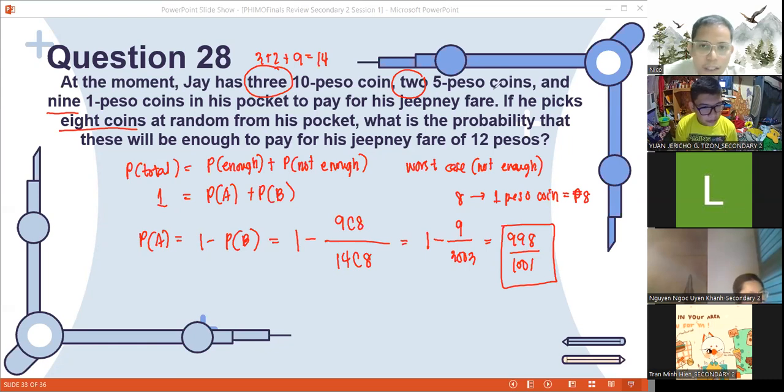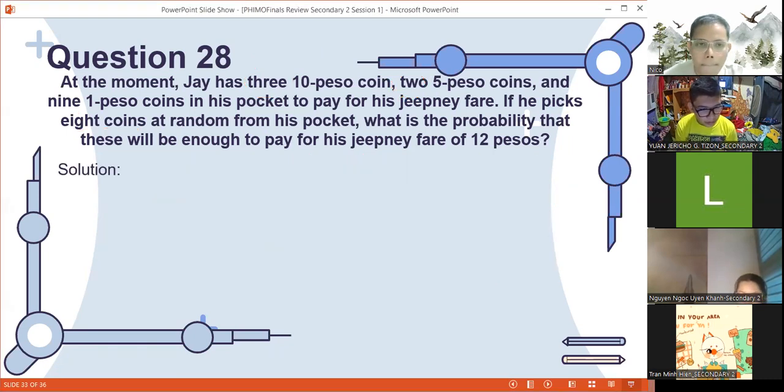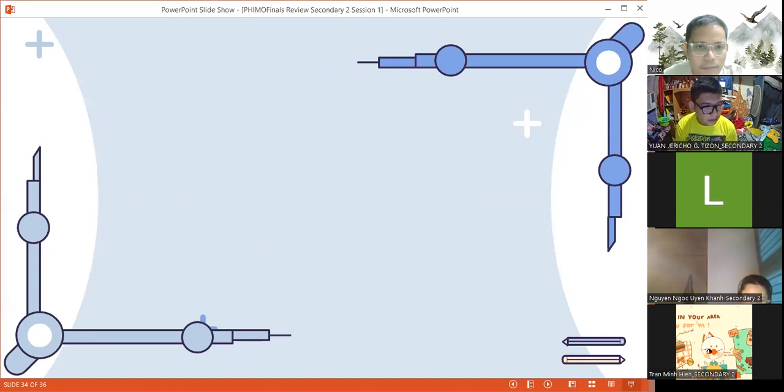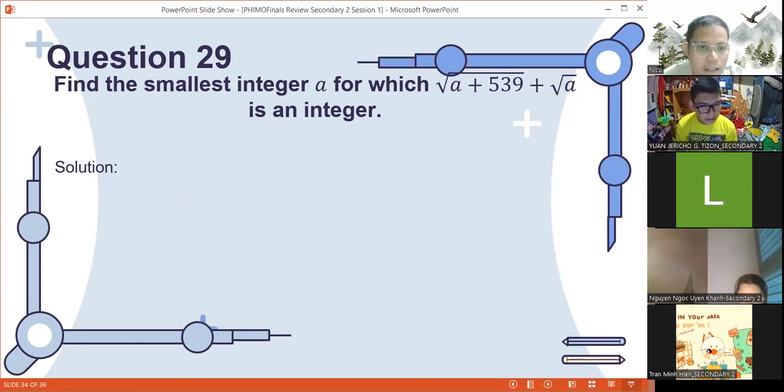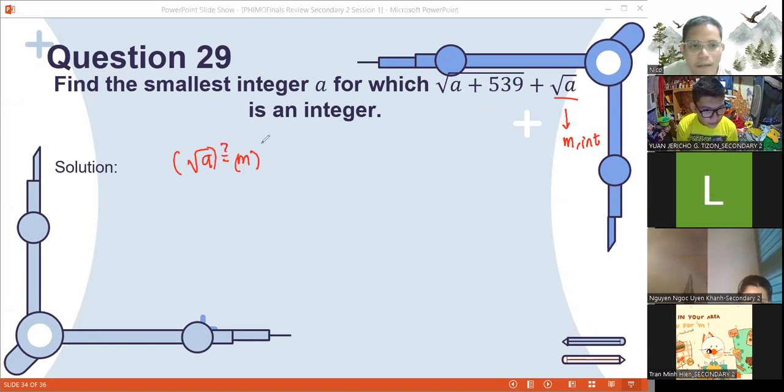Okay, let's have number 29. Find the smallest integer a for which the square root of a plus 539 plus the square root of a is an integer. Say, for example, we want this to be an integer. Let's say that the square root of a is equal to m, an integer. And let's say the square root of a plus 539 is equal to n.